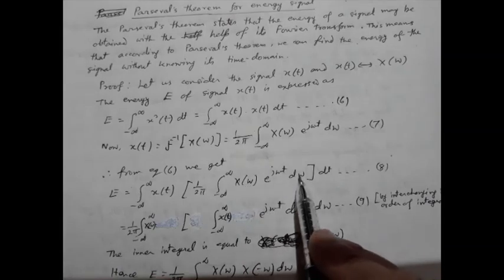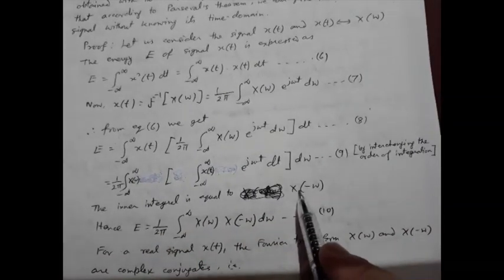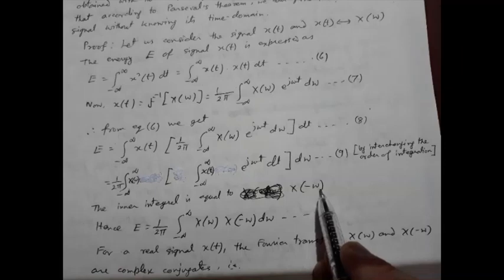Now if we alter or interchange the order of integration, then we can write it as X(omega), and in the inner integration we have x(t) e^(j omega t) dt, which is equal to X(minus omega). So energy is 1 by 2 pi, integral from minus infinity to plus infinity X(omega) X(minus omega) d omega.